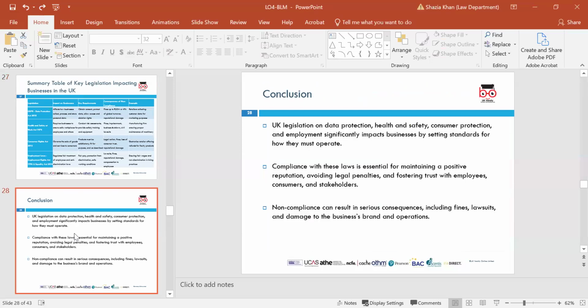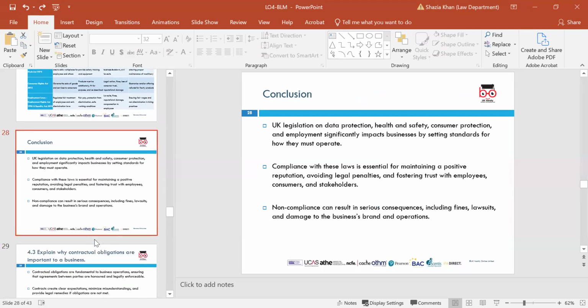So in conclusion, UK legislation on data protection, health and safety, consumer protection, and employment significantly impacts businesses. Businesses must know how to be compliant with the laws and maintain compliance, because it avoids any sort of legal penalties or any sort of lawsuits or civil proceedings against them. Non-compliance can result in serious consequences, as we mentioned: lawsuits, compensation, and damage to reputation.